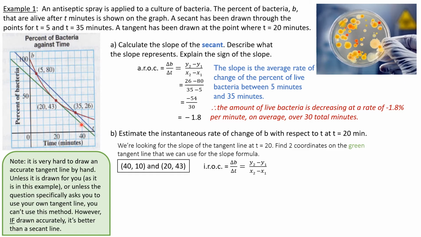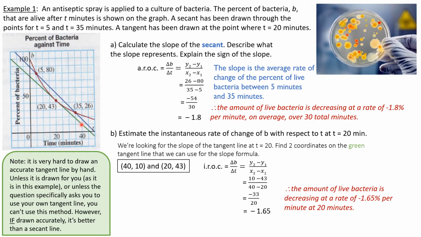This time, this is an instantaneous rate of change because we are talking about a tangent line, not a secant line. So it's an instantaneous rate of change. Same formula, we've got two coordinates, we sub them in, and we get negative 33 over 20. That's negative 1.65. So that means the amount of live bacteria is decreasing at a rate of 1.65 per minute at 20 minutes. So this answer is more accurate than this answer here.